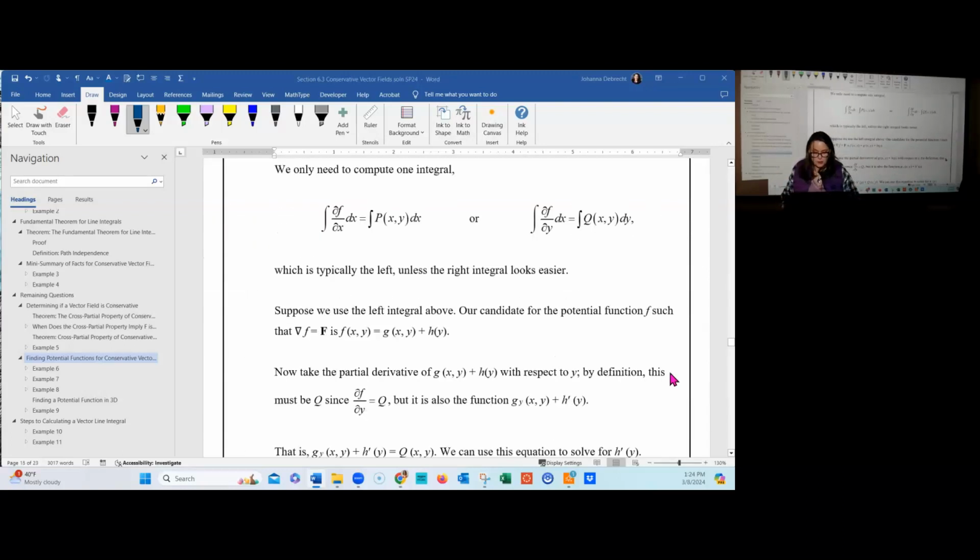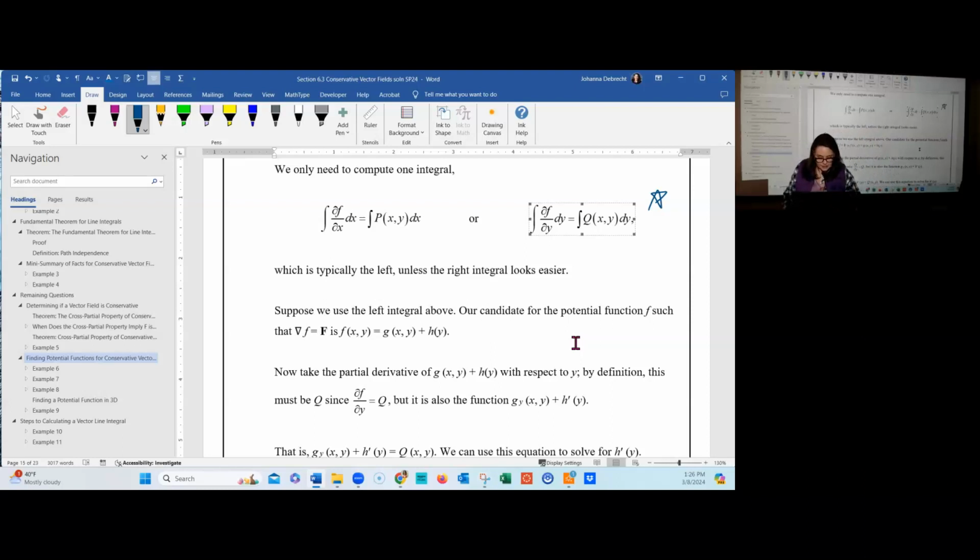You really only need to compute one of the integrals or the other. You start with the definition of the gradient of f, that the partial of f with respect to x is p, and then integrate both sides with respect to x, or that the partial of f with respect to y equals q, and integrate both sides with respect to y. We only need to work one of these, and typically most students prefer the integration with respect to x, but if it looks like the other integral is easier, then you should definitely use the other integral. I just noticed a typo in my notes, so make sure that you have that this should be the partial of f with respect to y times the differential dy.